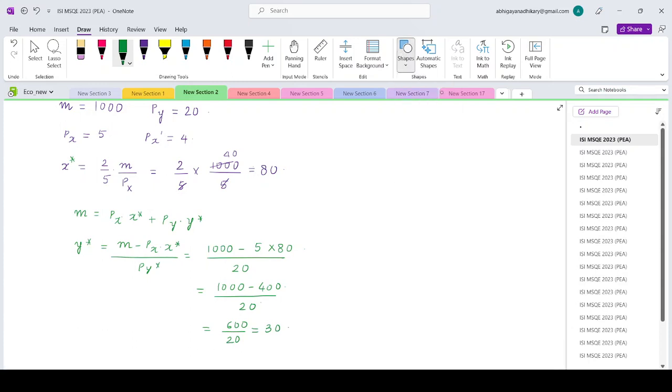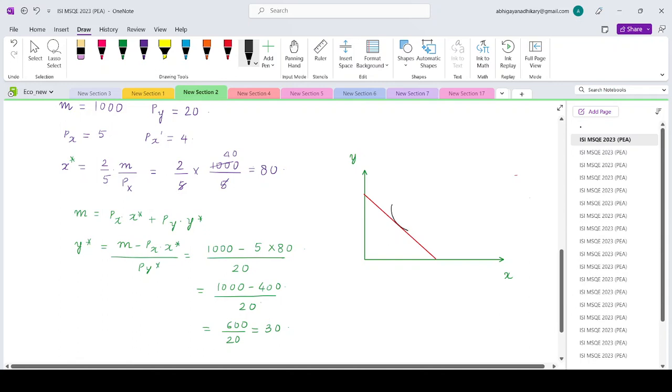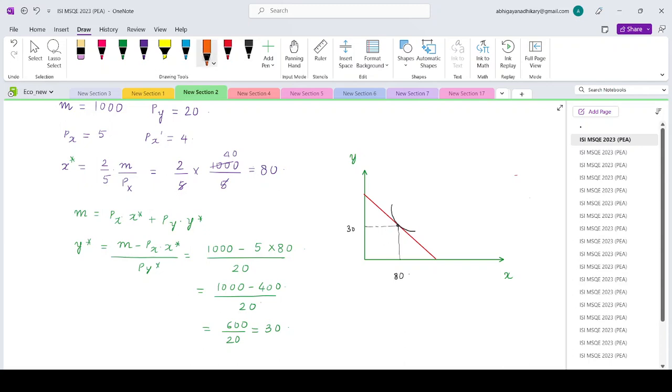So if we graphically try to visualize the situation, here is your good X, here is your good Y, this is your initial budget line, and the arbitrary indifference curve will be tangent at this point where your original amount of good X is 80 and this is turning out to be 30. Now the new situation is that suppose the price of good X falls to rupees 4. So graphically the budget line will become flatter.